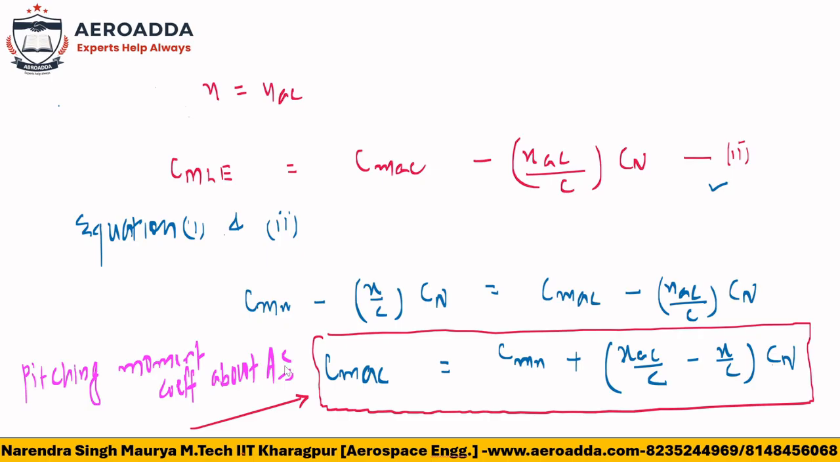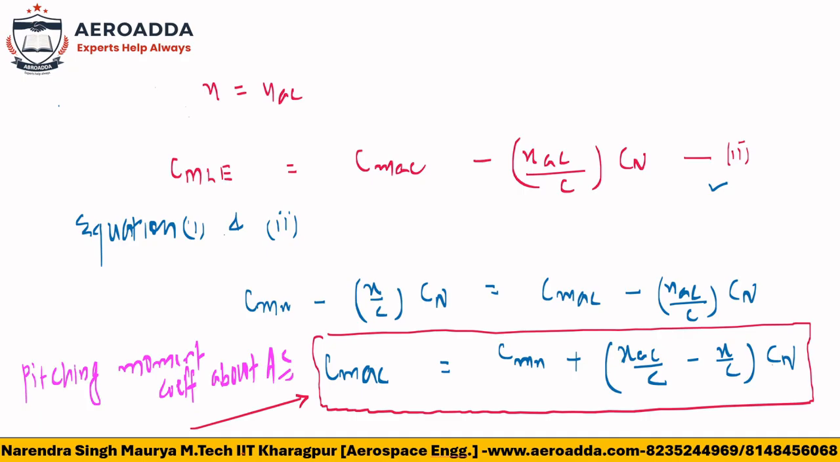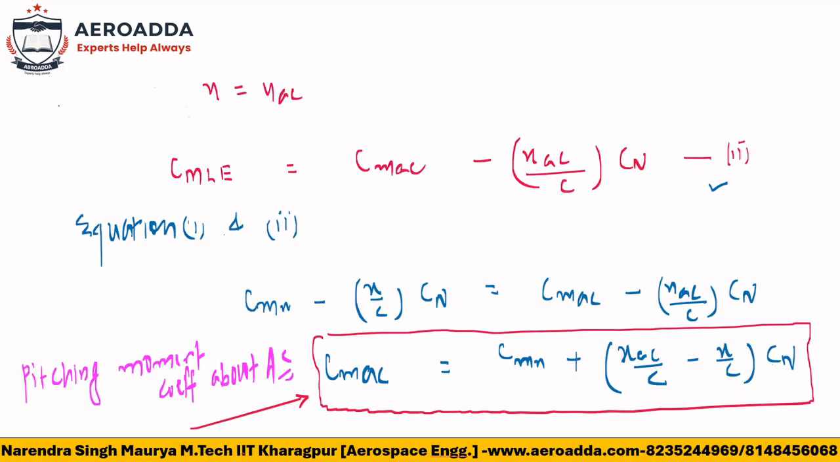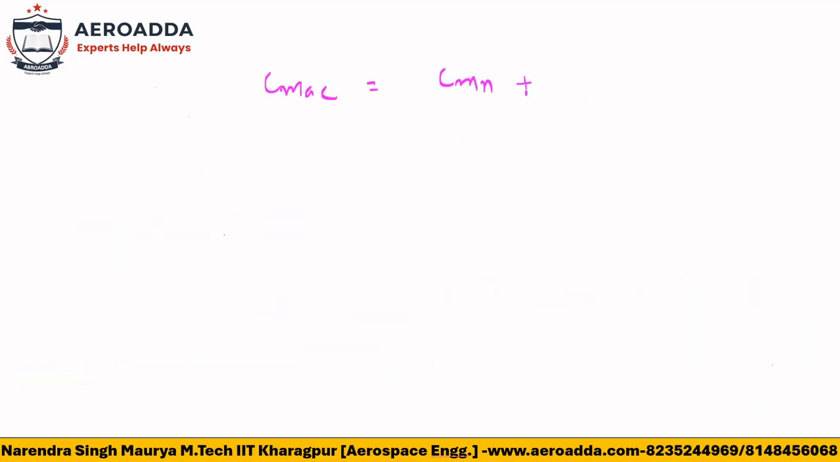Then moving to the next, we are very much interested in the location of the aerodynamic center. So now we have CMAC. We check the formula: CMAC is equal to CMX minus (x ac by c minus x by c) CN. Right? So now what do you do?